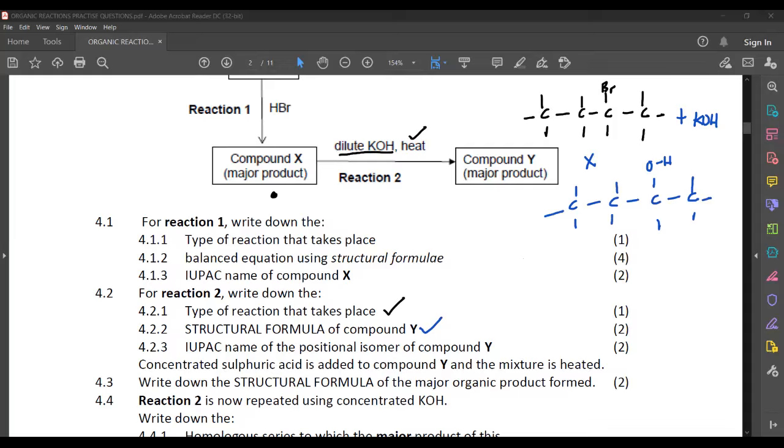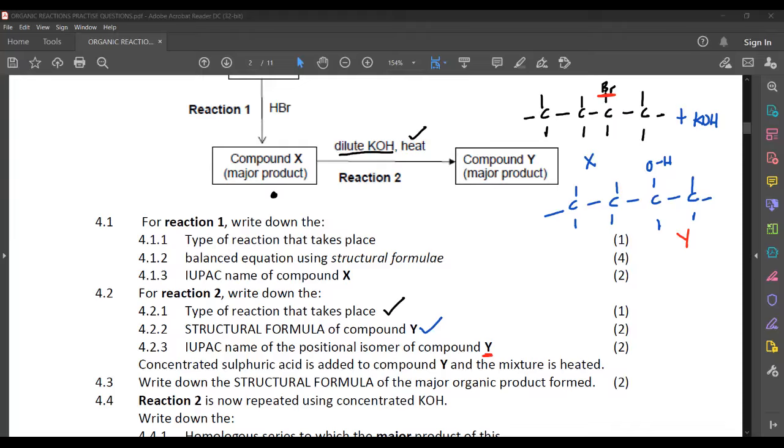So Y is this. I substituted. Write it down on the side, guys. Just want to make sure that it's clear to everyone. 4.23, interesting. It says the IUPAC name of the positional isomer of compound Y.